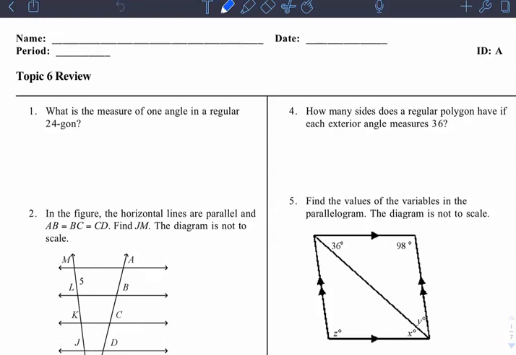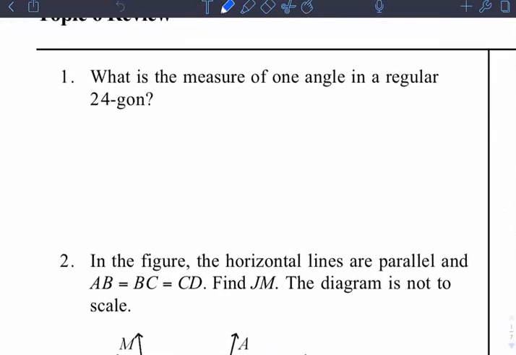So with this video, we're going to be recording the Unit 6 review. That way you're prepared for your test tomorrow.